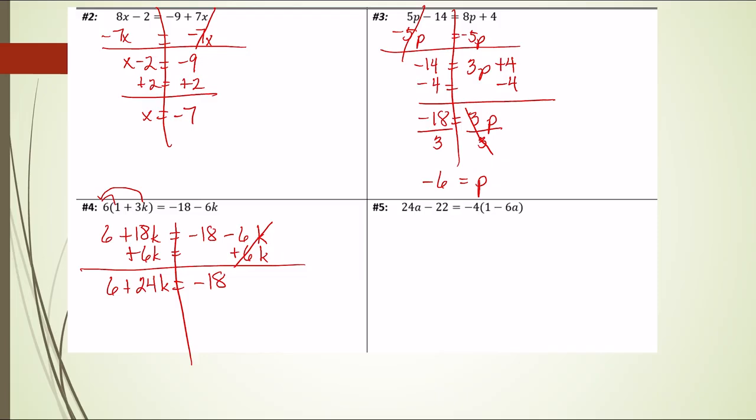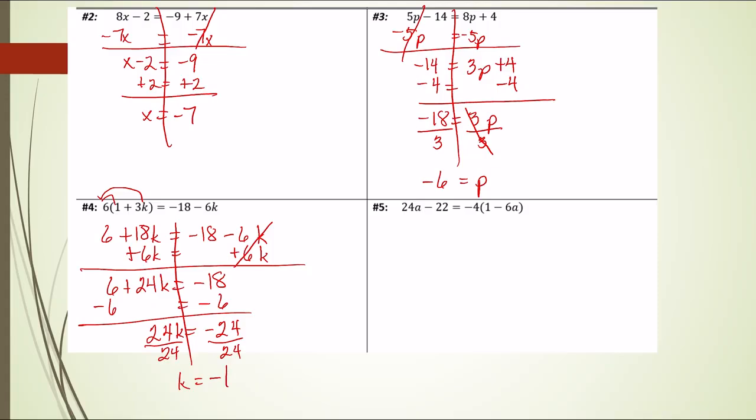That equals 0. All right, subtract 6, because we're isolating, and I get 24k is equal to -24. Divide by 24, and I get k is equal to -1.